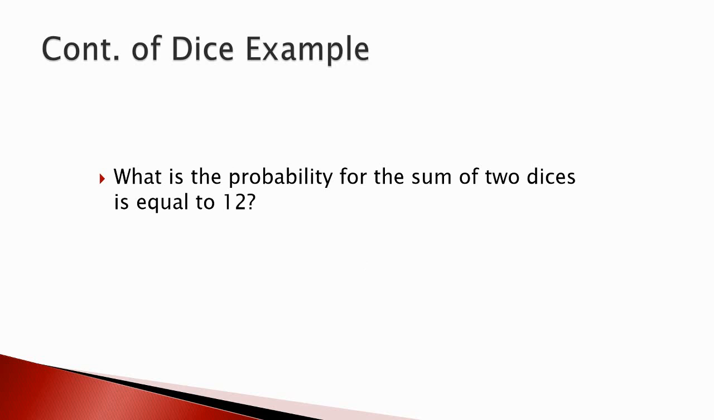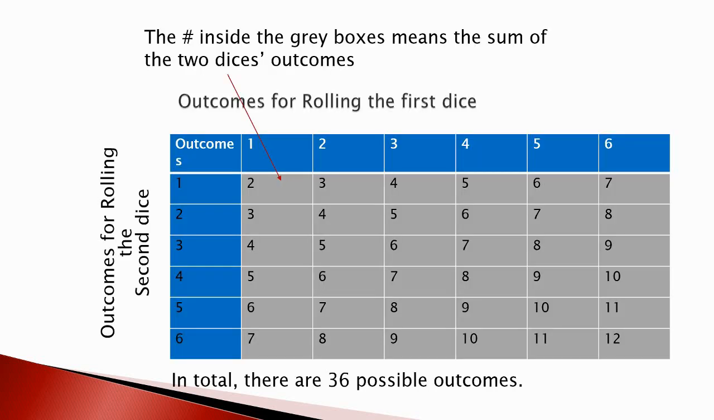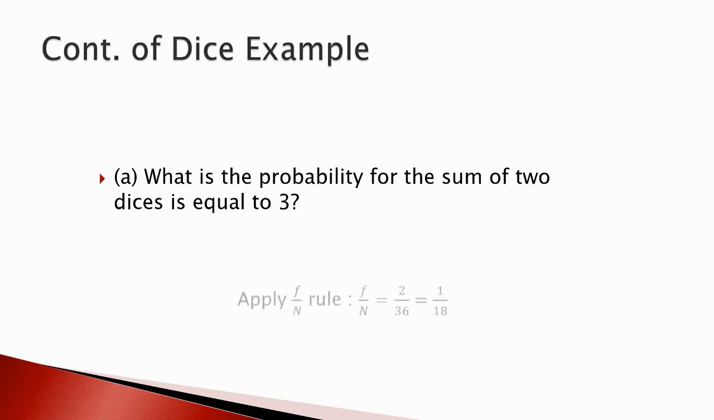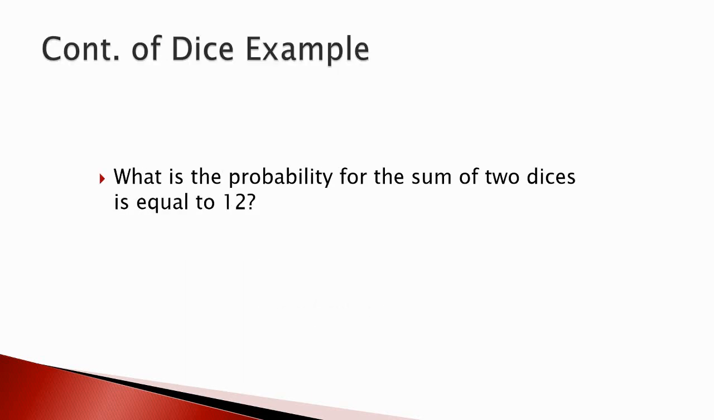Question B. What's the probability that the sum of two dice is equal to 12? Again, let's go back to the table. Check how many numbers inside the gray boxes are equal to 12. Only 1. So f equals 1 in this case. The result will be 1 over 36.